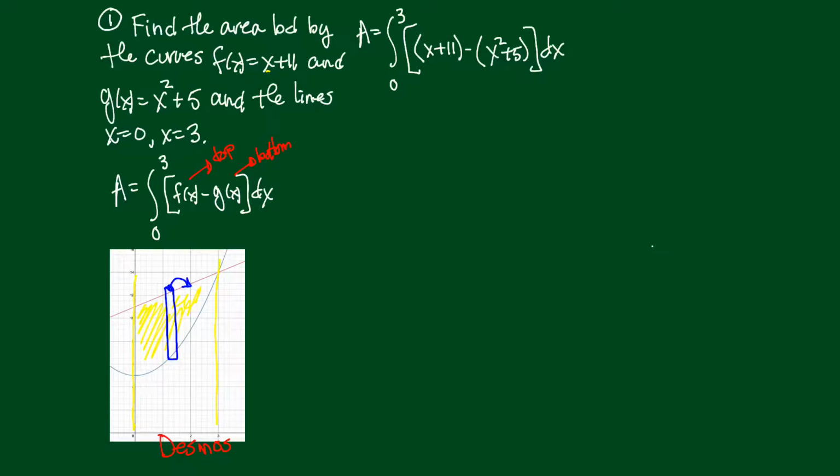Now what's the height here? The height of that rectangle is going to be the top minus the bottom, and the top is that x plus 11 minus the bottom, which is the x squared minus 5. So that's what I've got right up here. Right inside here, that's the height of the rectangle. And what's the base? Well, the base is that little delta x, or dx. dx for infinitesimally small base. So that's this right here.